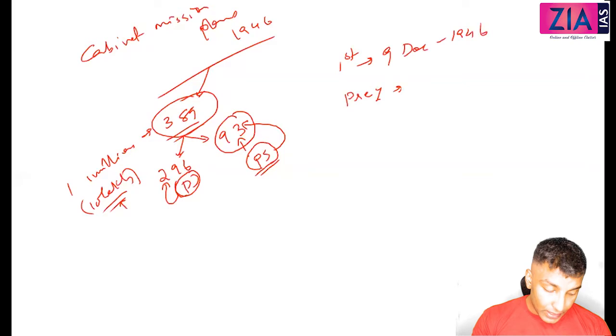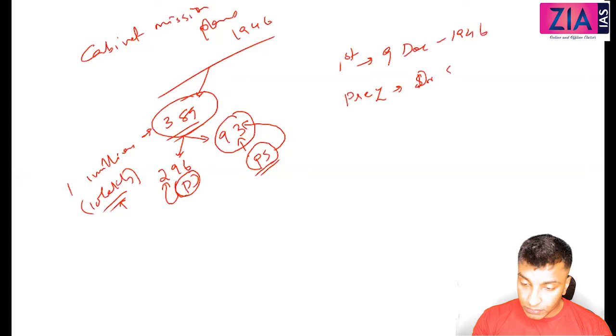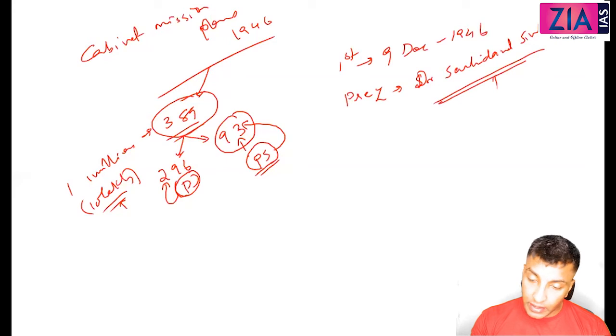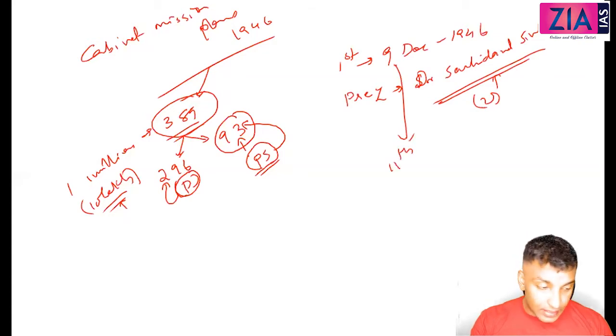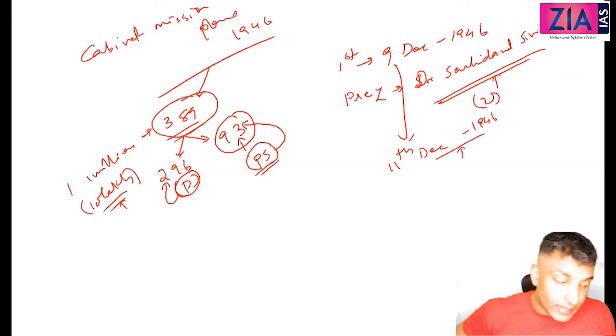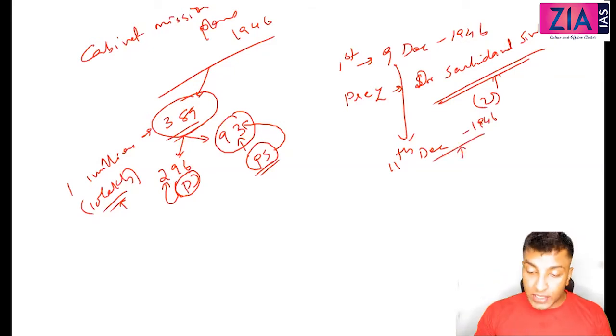And who was the president in the first meeting? It was Dr. Sachidanand Sinha. He was actually a temporary president, for 2 days only. Then the second meeting was on 11th December 1946, and the permanent president was elected at the second meeting. So who was the permanent president?